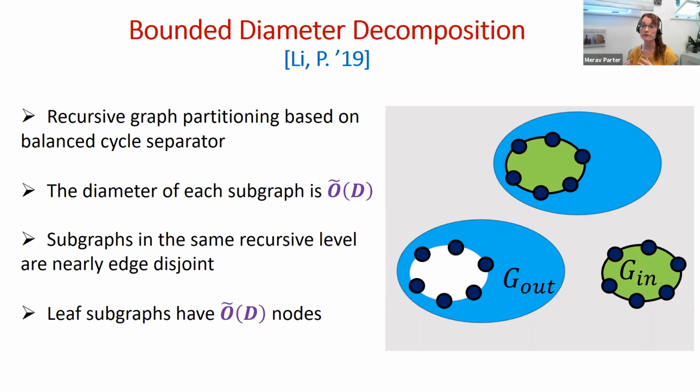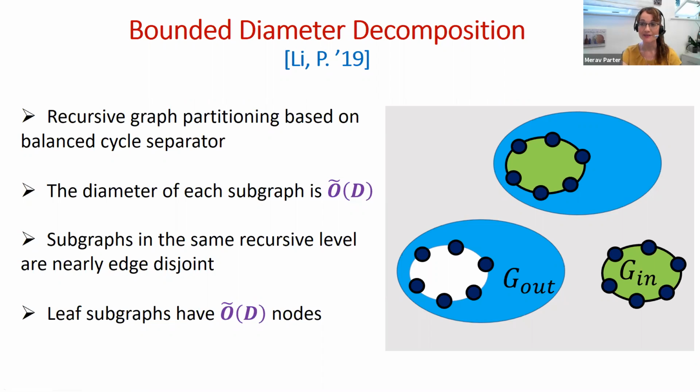Okay, and lastly, the leaf subgraphs in this recursion are going to be small. They are going to have roughly order of square root of n many nodes. So for one level, the first level of the recursion, we just take the graph and compute the cycle separator as you see here, and we get two subgraphs, the green one, which is the interior, and the external subgraph, which has now a hole, a face in it.